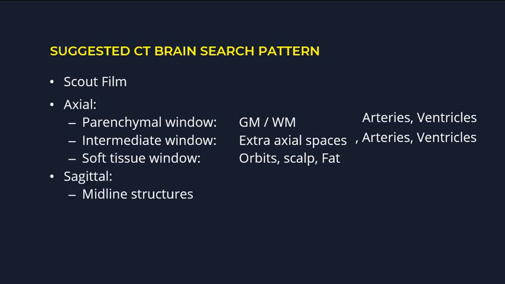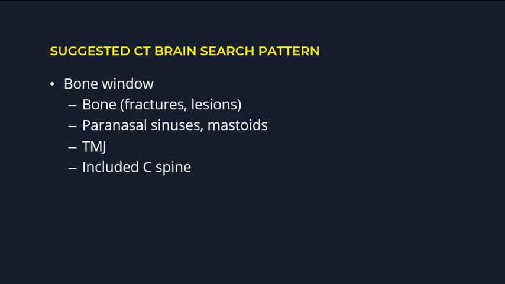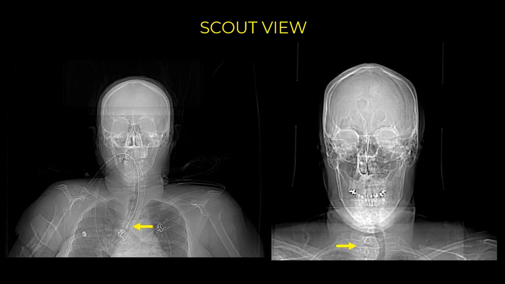Once you're done with that, evaluate the sagittal images to look for the midline structures. And finally, the coronal images to evaluate the orbits, the dural sinuses, and the tentorium. And of course, your review of a CT is not complete without evaluating the bone window, looking for fractures, the paranasal sinuses, mastoid air cells, the temporomandibular joints, and if any part of the cervical spine is included. So with all that in mind, let's review an example.